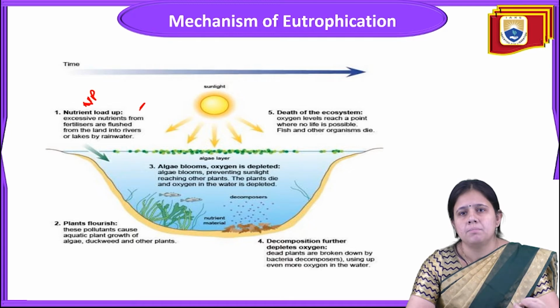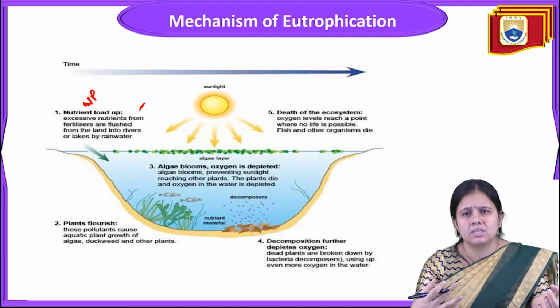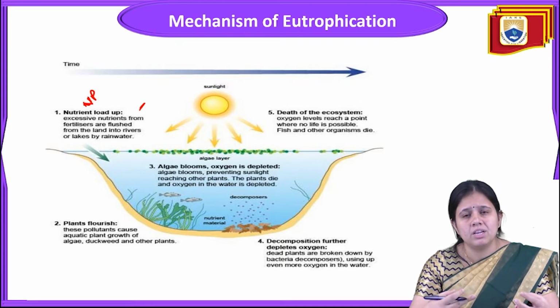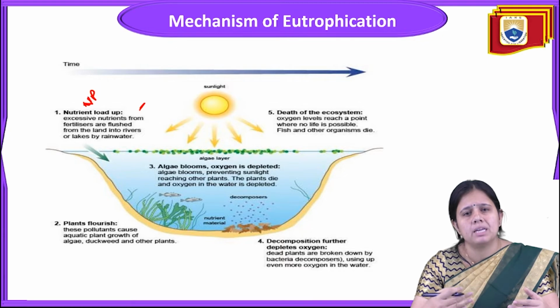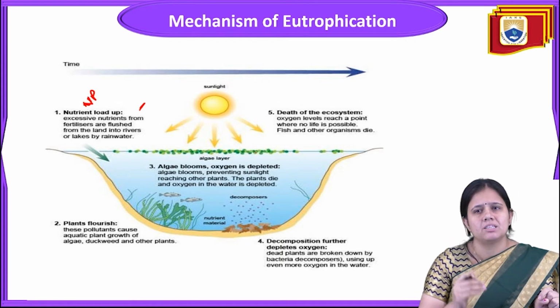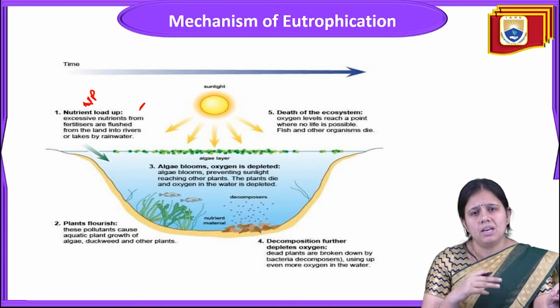Oxygen is depleted, meaning the amount of algae growth has already increased. This kind of condition is called algal bloom. It means a rapid increase in the population of algae is called algal bloom, and this will deplete the oxygen level inside the lake or water system. So what will happen? This algal bloom is going to prevent sunlight from coming into the water body. Since no oxygen will be present inside the lake, this will lead to the condition of hypoxia.